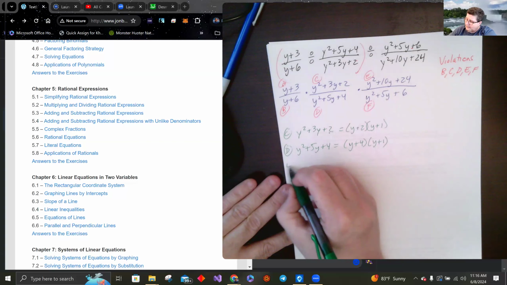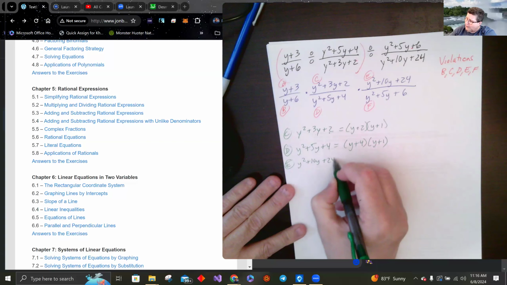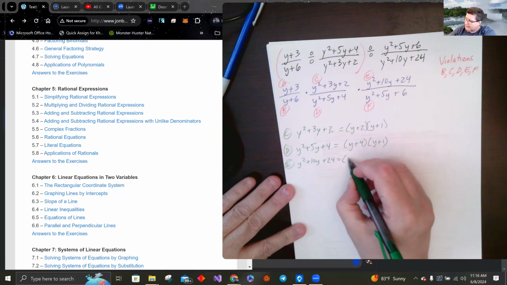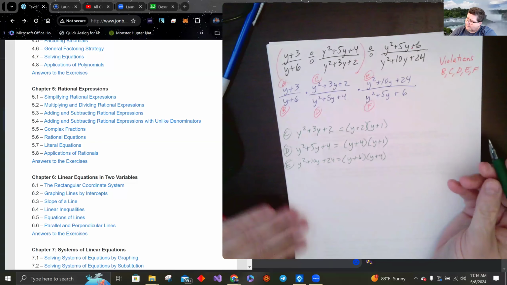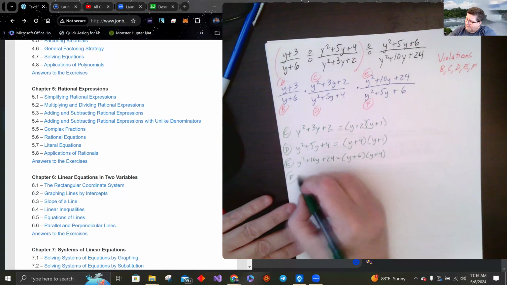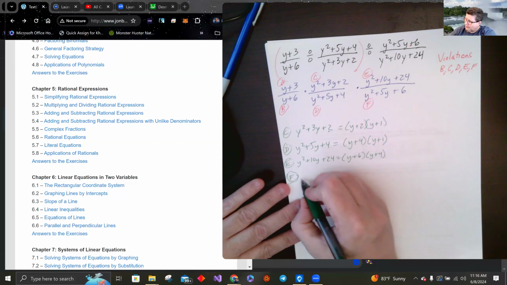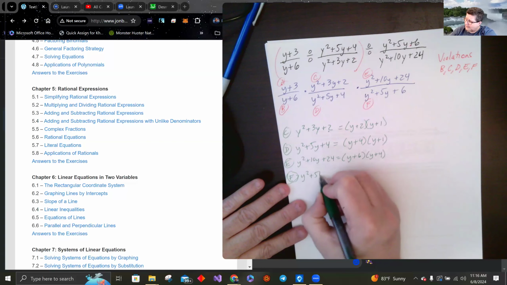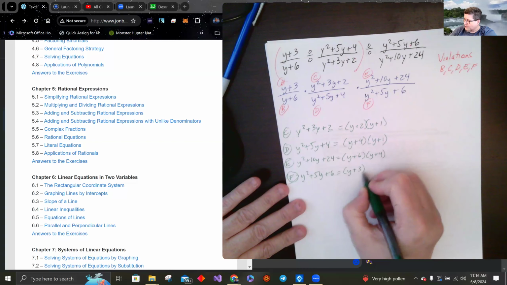E, y squared plus 10y plus 24 factors into y plus 6, y plus 4. And F, y squared plus 5y plus 6 is y plus 3 and y plus 2.